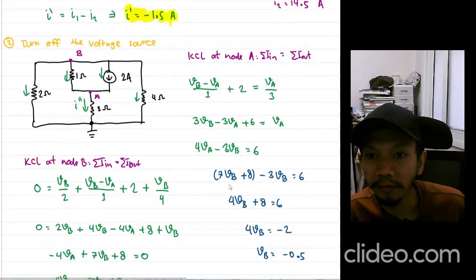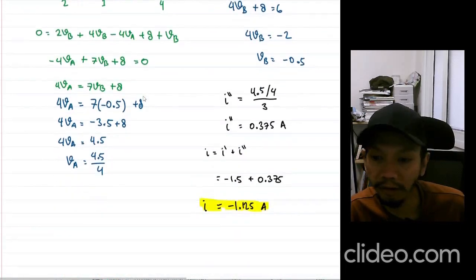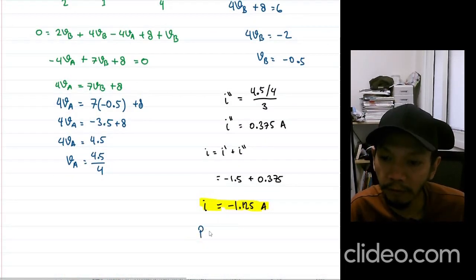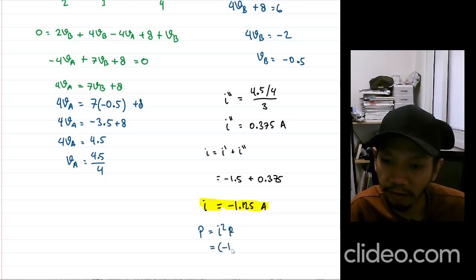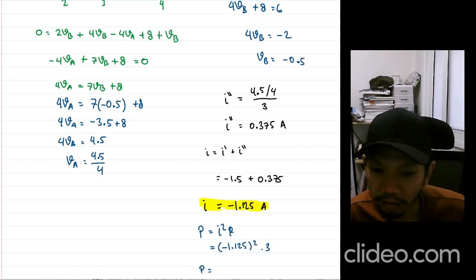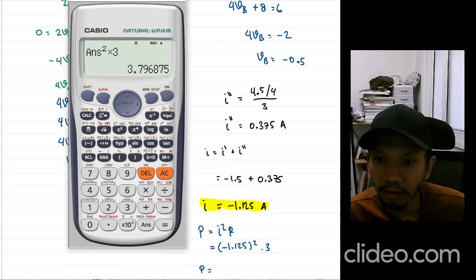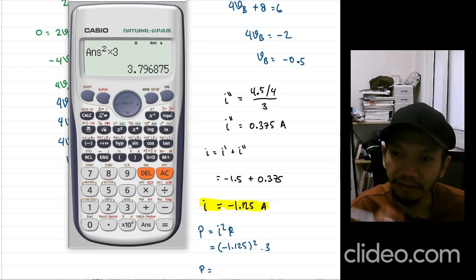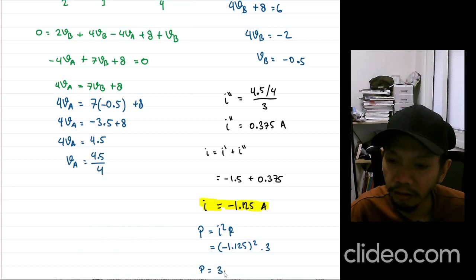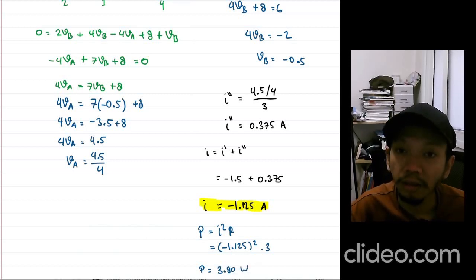And for the power, we can just use I squared multiplied by R. So I have power is I squared by R. So we can just plug that in. Minus 1.125 squared multiplied by 3. That will be, yeah, just use calculator. So square this, right? Then multiplied by 3. That will be 3.80 watt. And that is the answer for that question.